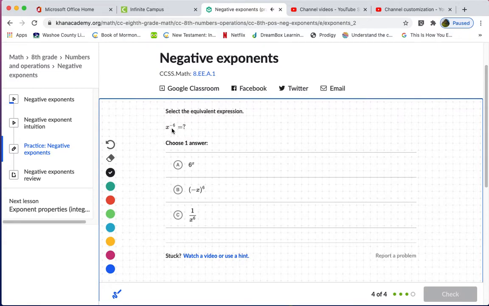x to the negative 6. And hopefully you're figuring these out on your own. You can pause the video and figure it out. You could go on Khan Academy and do these because they'll probably give you different problems.